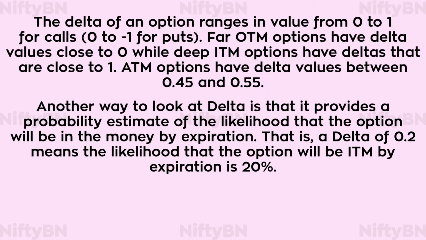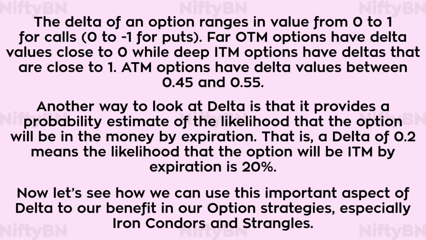Another way to look at delta is that it provides a probability estimate of the likelihood that the option will be in the money by expiration. That is, a delta of 0.2 means the likelihood that the option will be in the money by expiration is 20%. Now, let's see how we can use this important aspect of delta to our benefit in our option strategies, especially iron condors and strangles.